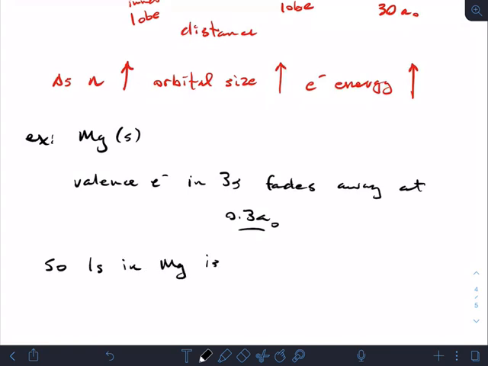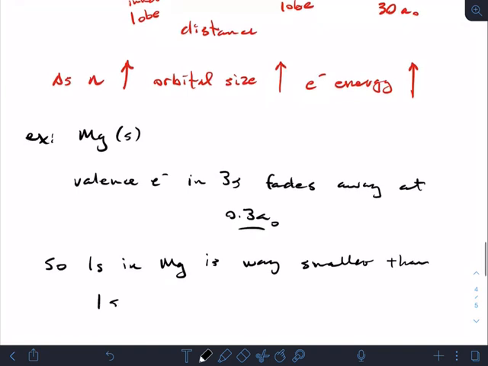The idea here is that the 1s in magnesium is way smaller than the 1s in hydrogen.